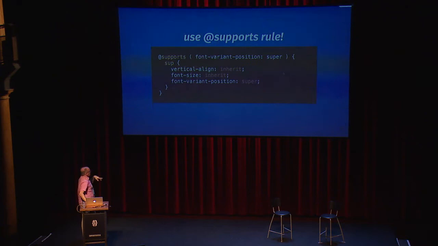And then if it does support this property, you can simply set up your sub tag so that you eliminate the vertical alignment change and you eliminate the font size change, and then you say use the variants. And then the way the font variant position property is defined, if the font does not supply those superscript glyphs, it will automatically synthesize them for you.